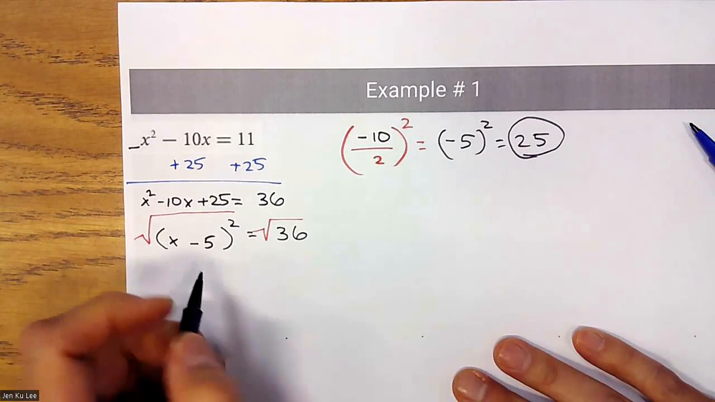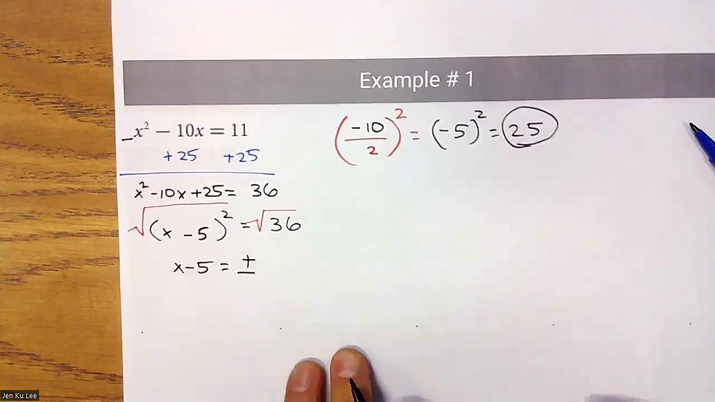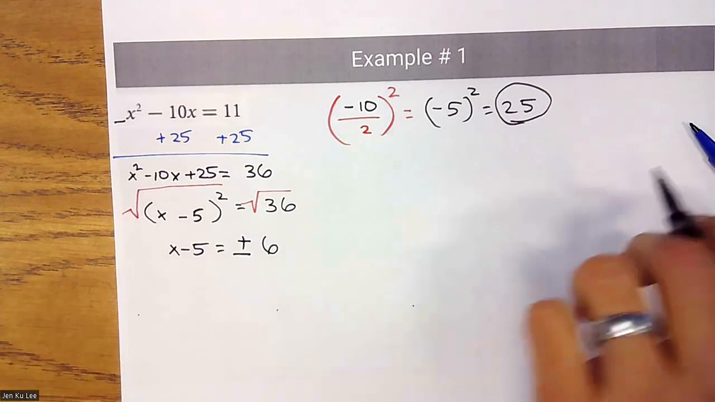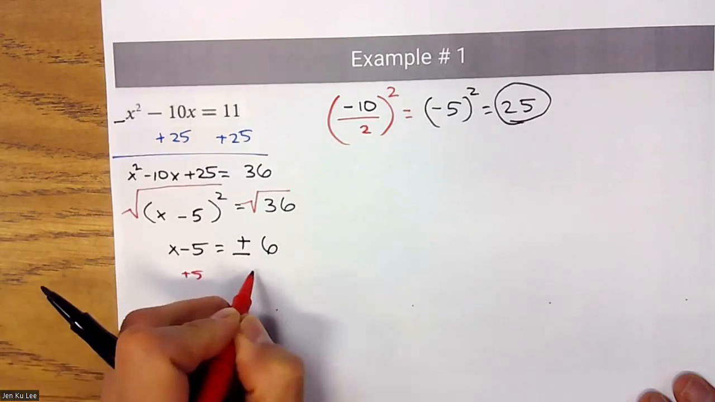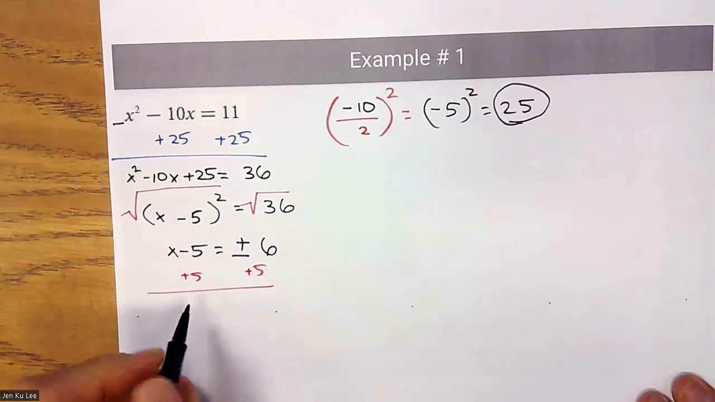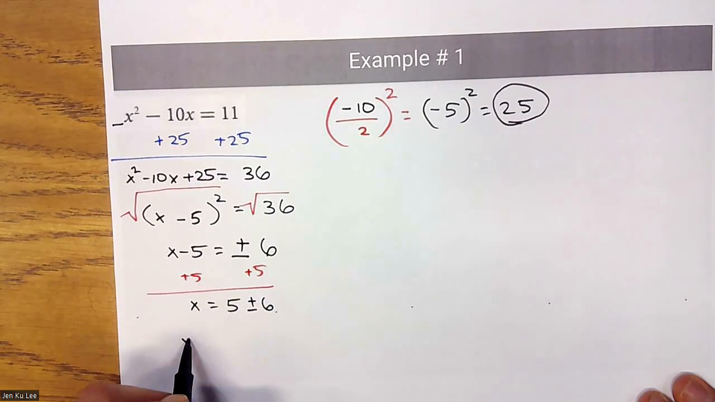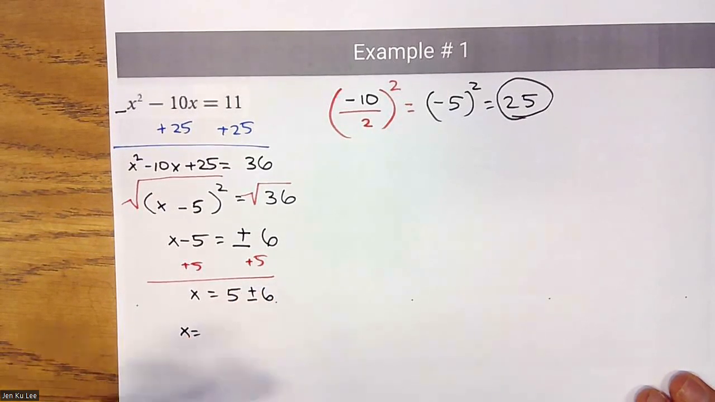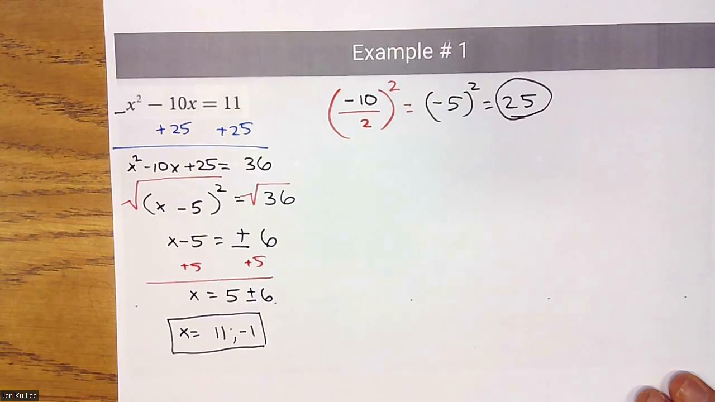So I have x minus 5 equals plus or minus. Please do not forget that plus or minus. Square root of 36 is 6. Add 5 to both sides. So we get x equals 5 plus or minus 6. So again, embedded in here, there are two answers. 5 plus 6, which is 11. 5 minus 6, which is -1. Yeah.